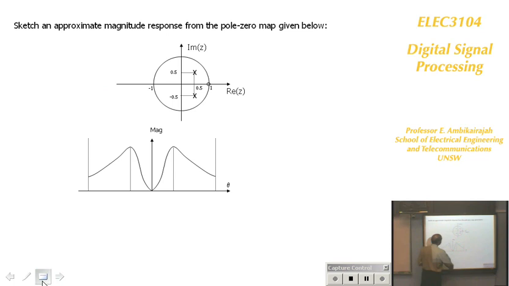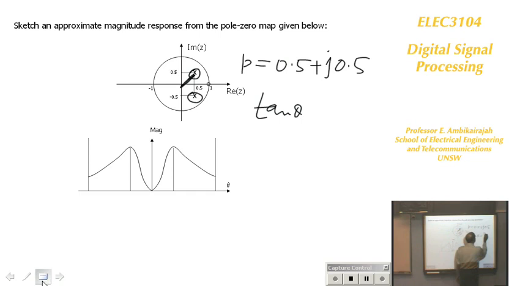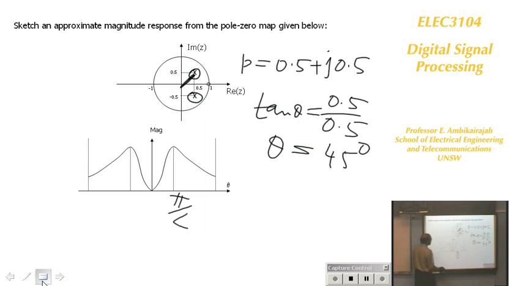And then the last diagram here is the approximate response. All you have to do is fold at pi over 4. How do you know pi over 4? If you write the fold, it is 0.5 plus j 0.5. So tan theta equals 0.5 divided by 0.5, so theta is equal to 45 degrees, tan inverse. So it's pi over 4 here. And there's a 0 at the DC point, theta equal to 0. So there's a 0, so it goes to a peak and then down there. That's the approximate magnitude response.